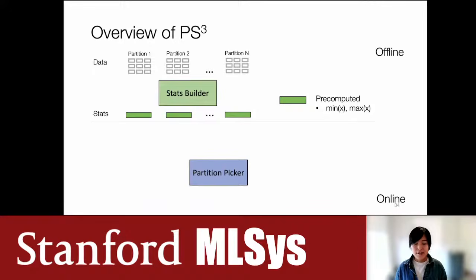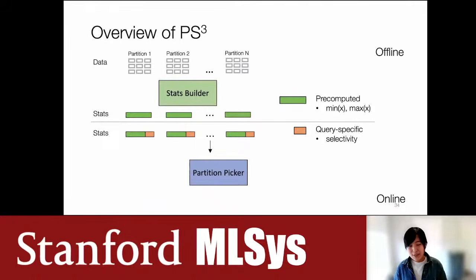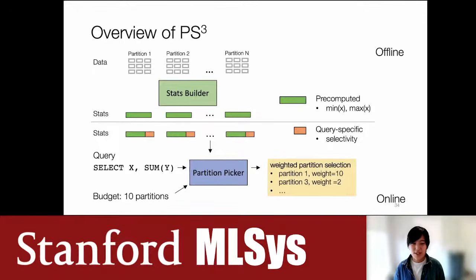Then in the online phase, the stats builder additionally computes some query-specific statistics, such as selectivity, to append to this feature vector. Combined with the query and the budget, the picker is then able to produce this weighted list of partition selections, and this entire process happens during query optimization. So that's how the system works at a high level. Let's look at how these two components work in a little more detail, starting with the stats builder.